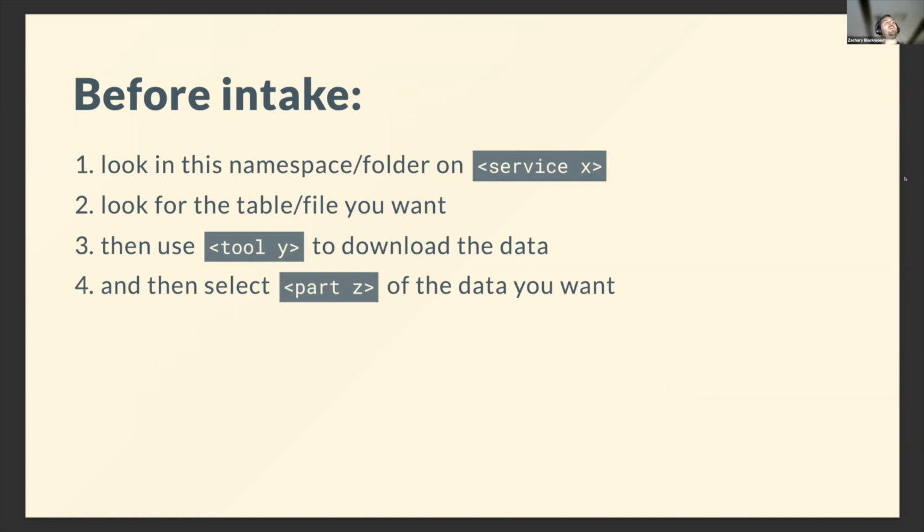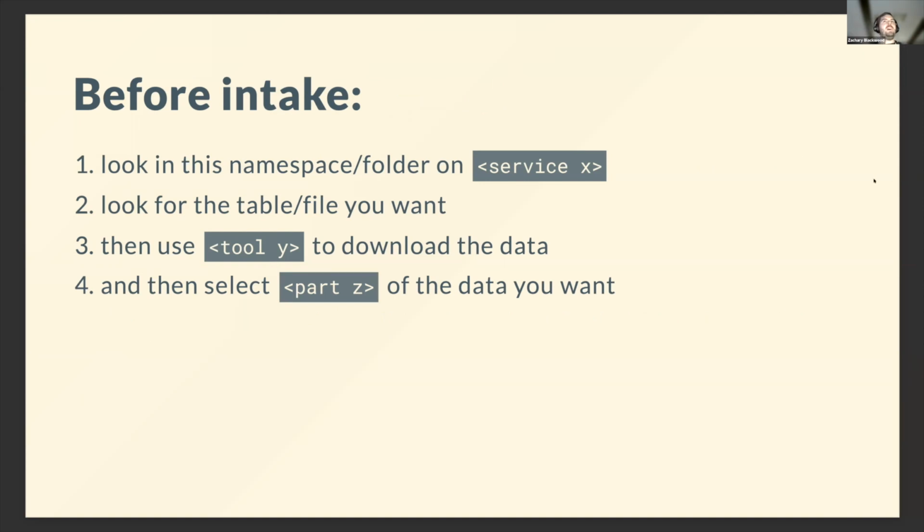I've got to look in this certain folder, or look in this certain location, find the file that I'm looking for, use this specific tool to get the data, and then do some other filtering and cleaning to get the actual data that I want in the format that I want it. And this was almost always the case. There was always this multi-step process that was always different depending on where the data was and what format it was in.